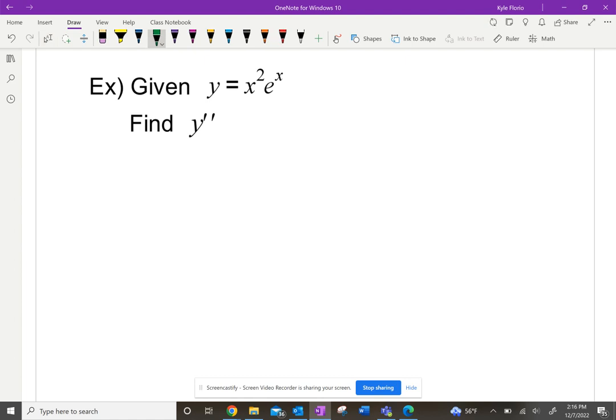Given y again, let's find the second derivative. So first find the first derivative. Again, I have to use the product rule: fg prime plus f prime g. So it's going to be the first function times the derivative of the second. The derivative of e to the x is e to the x. Plus, now I got to take the derivative of the first function. The derivative of x squared is 2x, times the second function, which is e to the x. I guess I didn't need that dot there because it's implied.